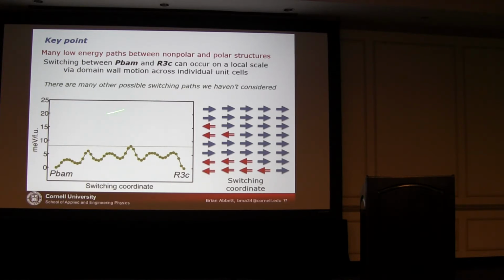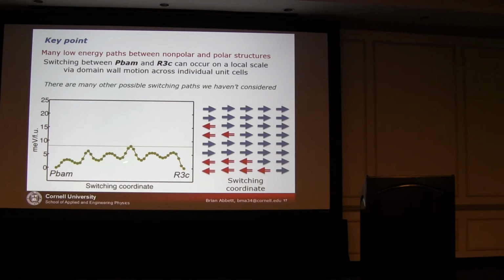Now, there are obviously a lot of other possible switching pathways that I haven't considered. You can imagine all kinds of things that could happen. Over longer length scales, they're certainly going to become relevant. But on a small local scale, it seems like switching the individual planes of lead cations will give you a very low switching barrier. So this is really the main point that I want to talk about today, but there is a little thing that I want to mention.